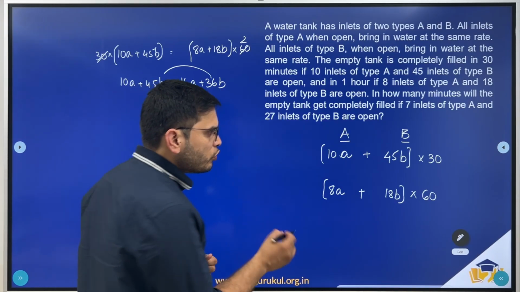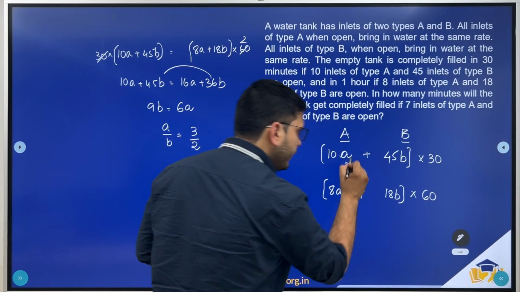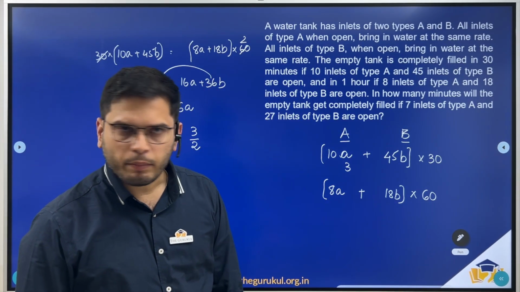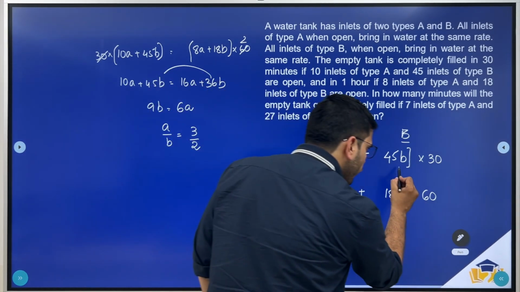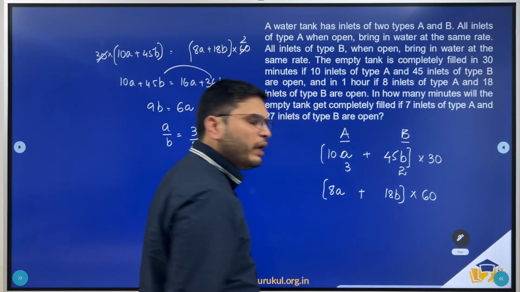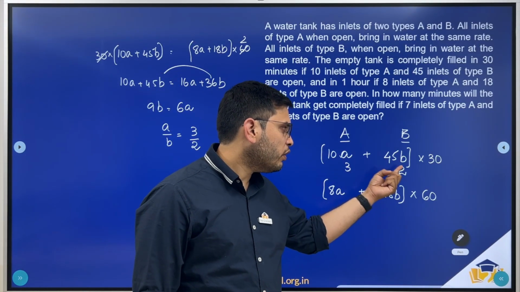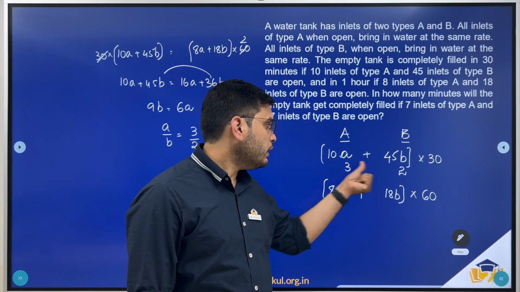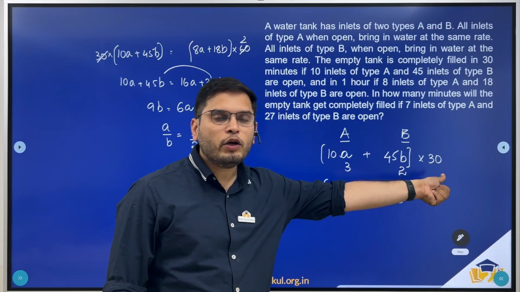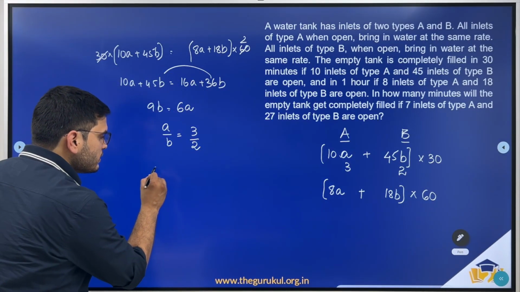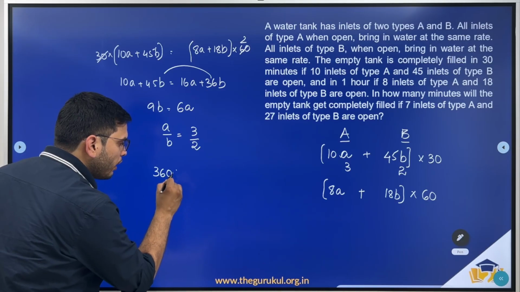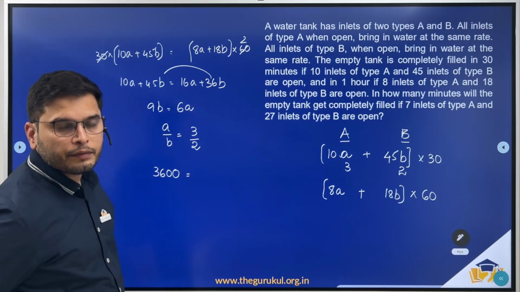Now we have the ratio of A to B. Now let me assume that the rate of flow of inlet A be 3 liters per minute. Then the rate of flow of inlet B would be 2 liters per minute. So 10 into 3, 30 plus 45 into 2, 90. 30 plus 90 is 120. 120 into 30, 3600. That becomes the volume of the tank.